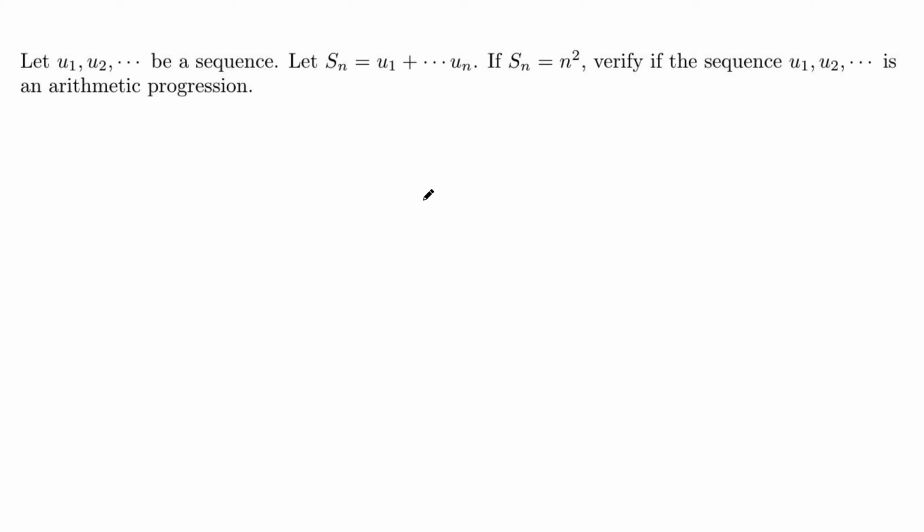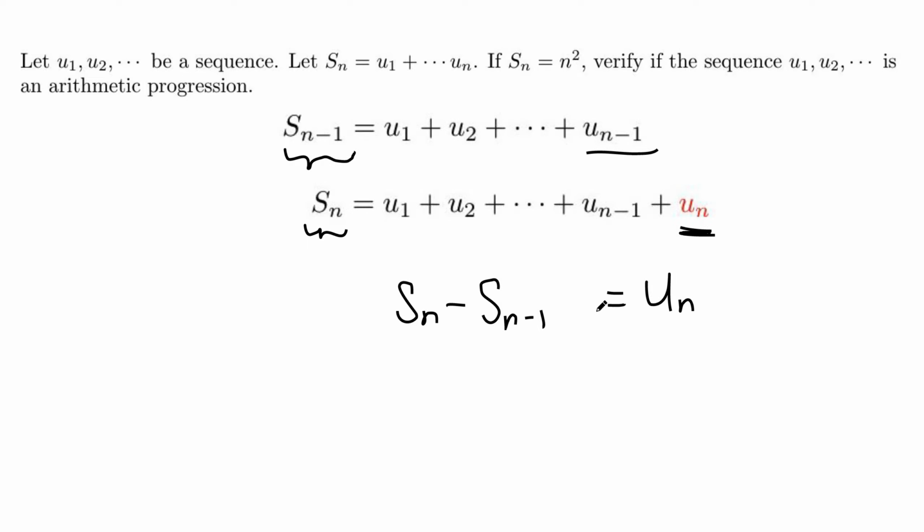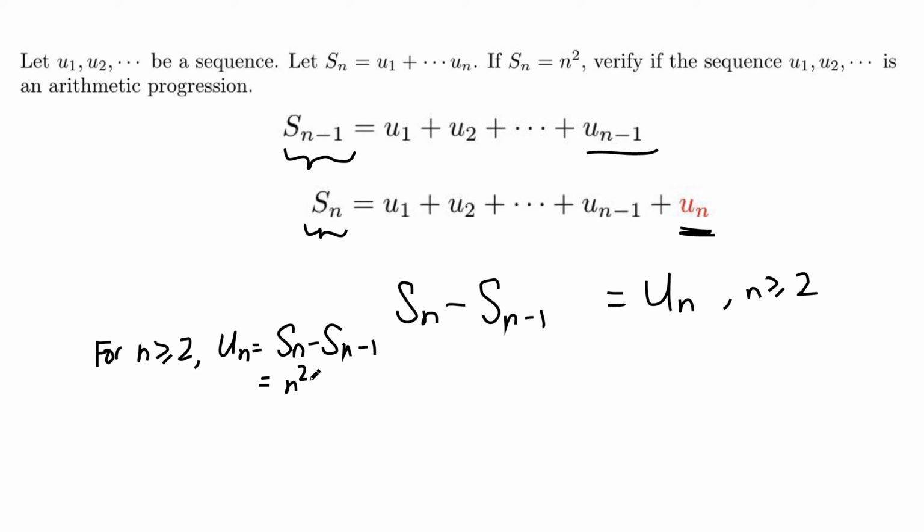Alright, so in this case, un equals Sn minus S(n-1). But of course, this only works for n greater than or equal to 2, because n minus 1 has to be at least 1, since you can't have the sum of the first 0 terms. So how we start our working is we write, for n greater than or equal to 2, un equals Sn minus S(n-1) equals, Sn is just n squared, right? So n squared minus S(n-1), which is (n minus 1) squared.